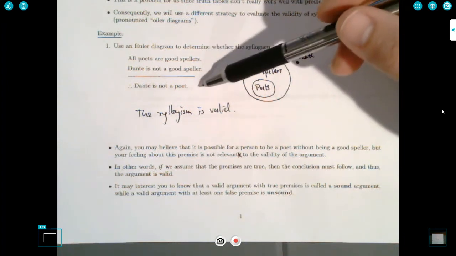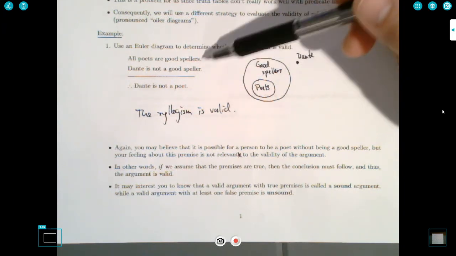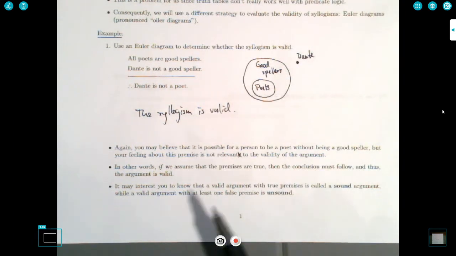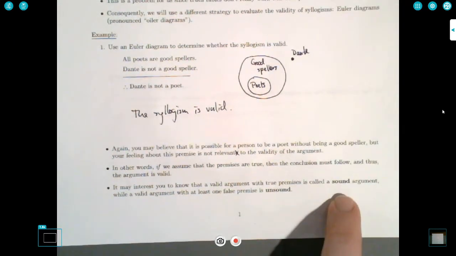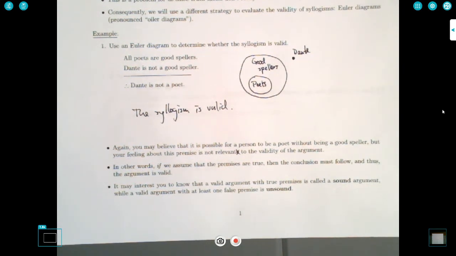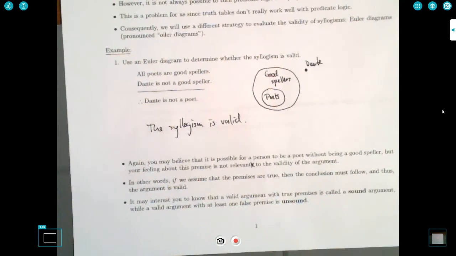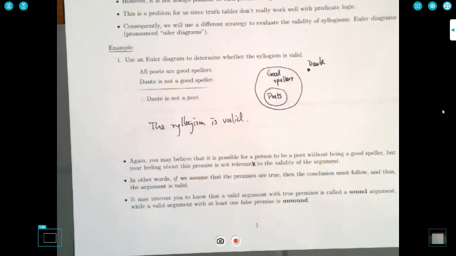So the problem is not the format of this argument. This argument has a valid format. It's just that the premises, the first premise in particular, is not a true statement, and so that's why you're ending up with this unsound argument. So it is a valid argument, but it's unsound. Anyway, in this section, we're not really going to look at soundness. What we're going to look at is validity. So all we're interested in is the validity of the argument. We don't really care if the premises are actually true or not. What we care about is if we assume that they're true, does the conclusion follow with necessity? And in this case, it does. So this syllogism is valid.